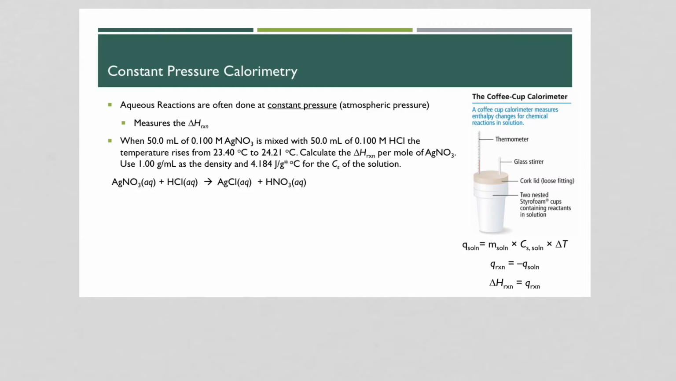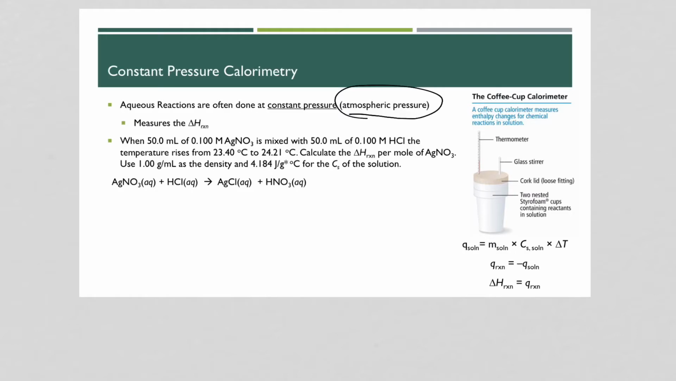Now, in this other kind of calorimetry, we're going to be doing it under conditions of constant pressure. So what this really means is that we're going to do them open to the atmosphere. So our pressure is going to be atmospheric pressure. So these reactions are done at constant pressure, meaning atmospheric pressure.